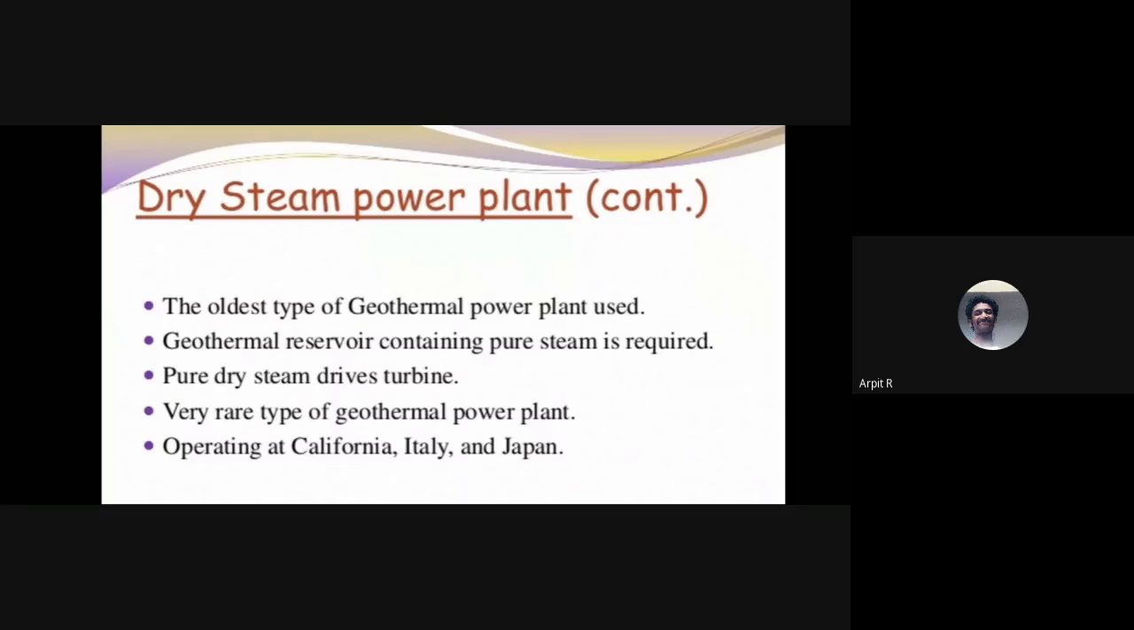The dry steam power plant requires pure dry steam, which helps to drive the turbine. It is a very rare type of geothermal power plant, operating in California, Italy and Japan.